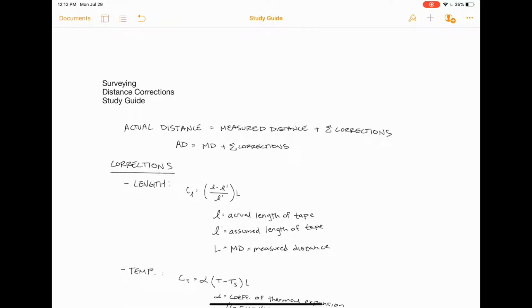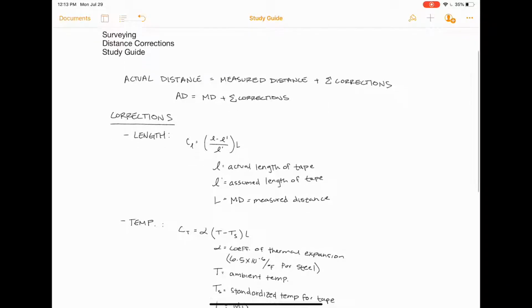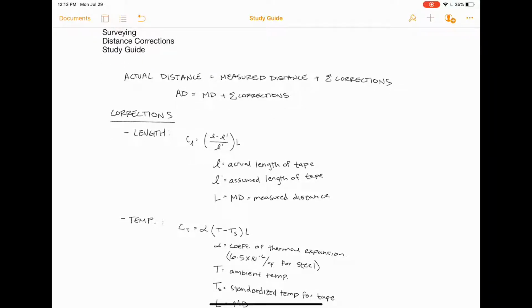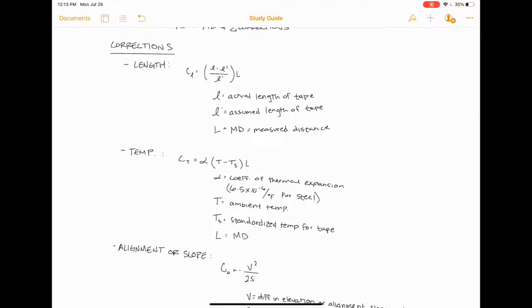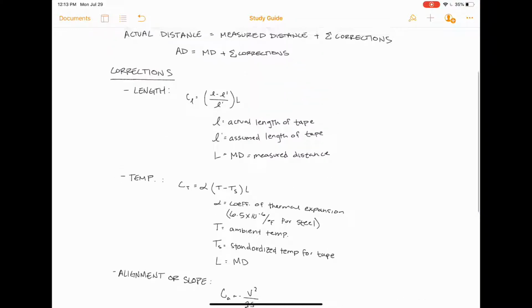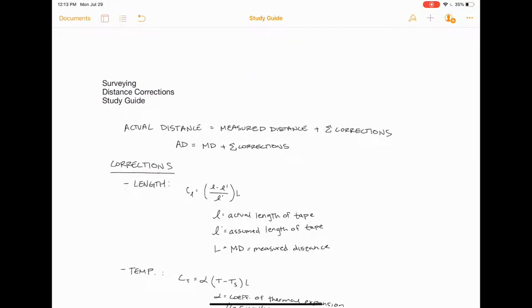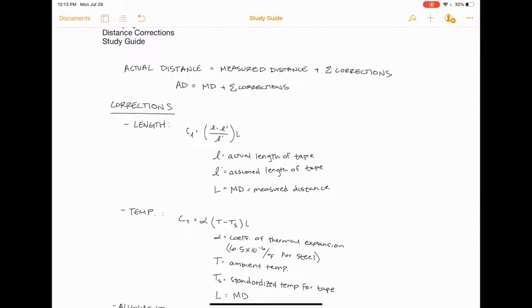So for this video, we're going to be going over the different measurement corrections and distance corrections that you'll be using in surveying. These corrections just account for different anomalies that occur when you're measuring distances. I figured it'd be best to stick all the most important corrections that you'll be using in one place in the study guide, so you know exactly where to go to find them.